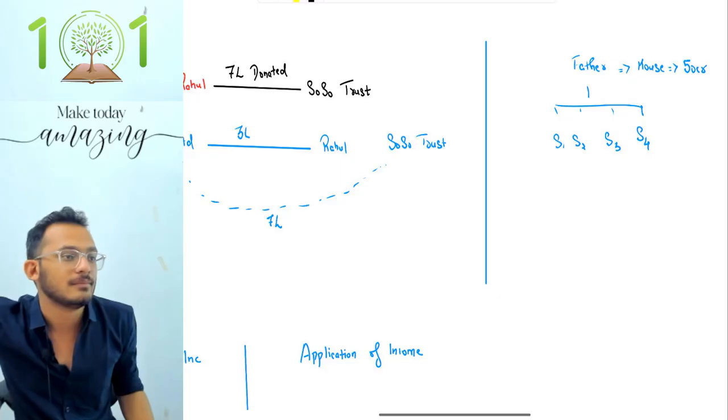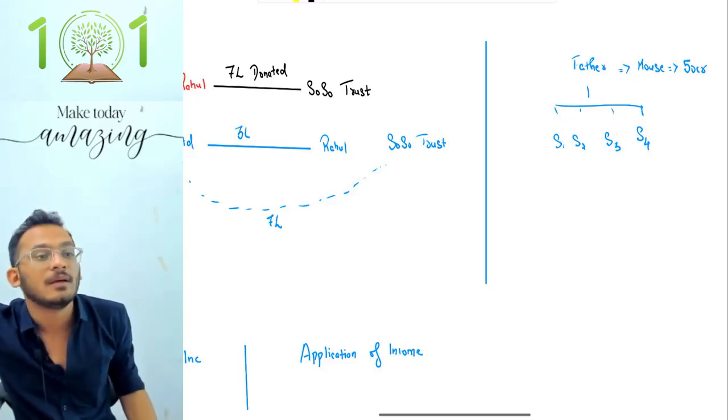Balance 90 you can share. You understood the example?